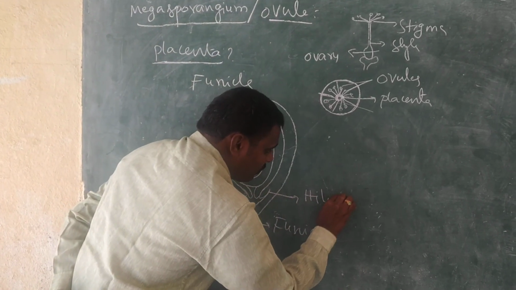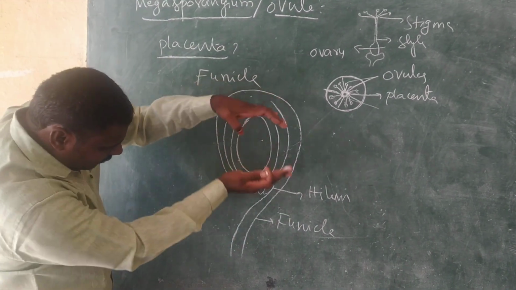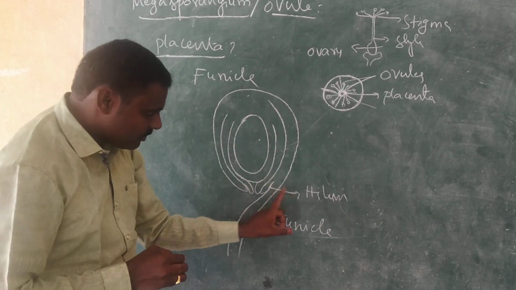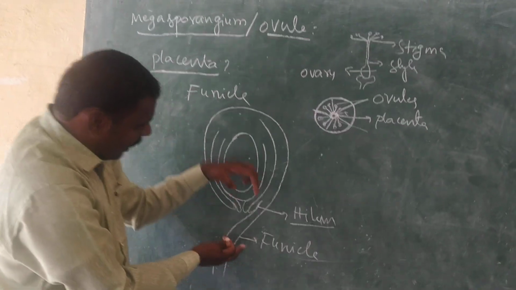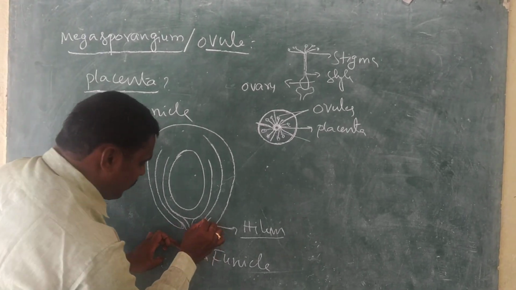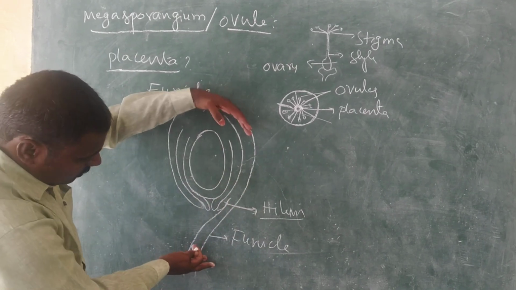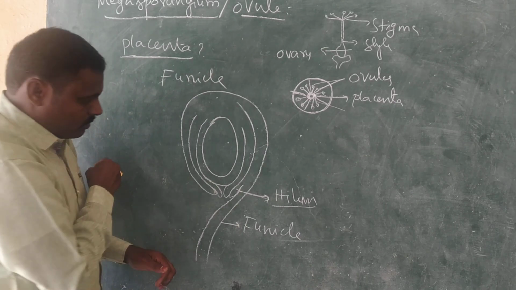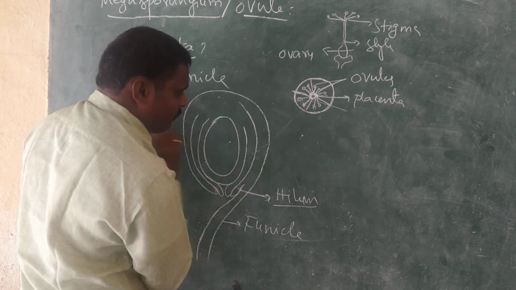That is called hilum. The body of the ovule is attached to funicle in the region that is called hilum. Yes, this one is called hilum. Hence, hilum is considered as a junction between the ovular body and funicle. Yes, each and every ovule contains 1 or 2 protective layers. Those are called integuments.